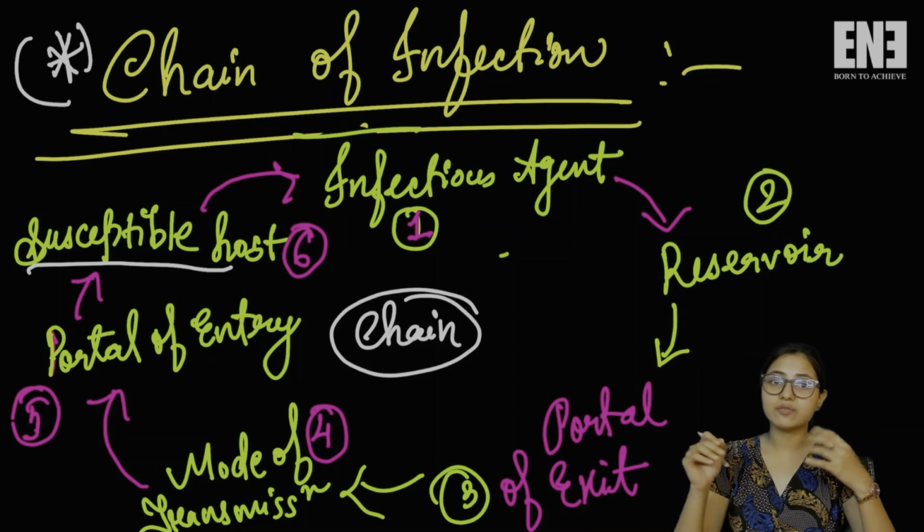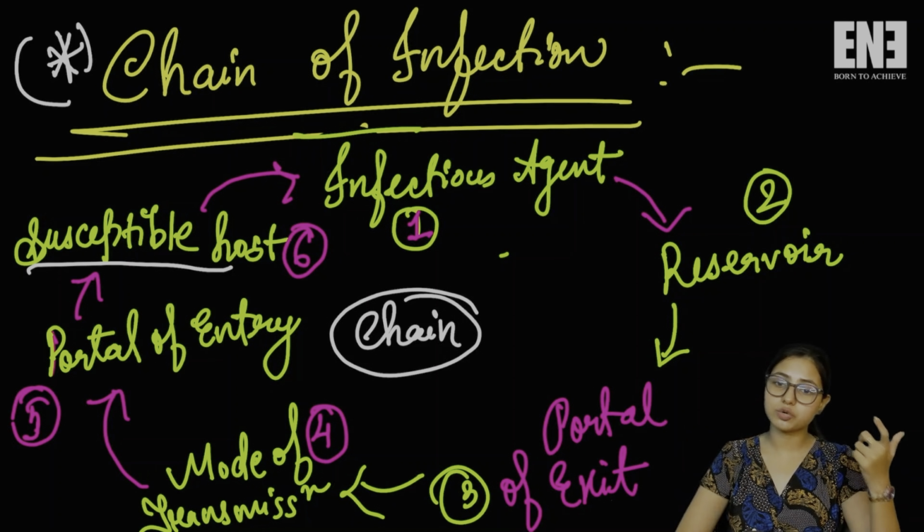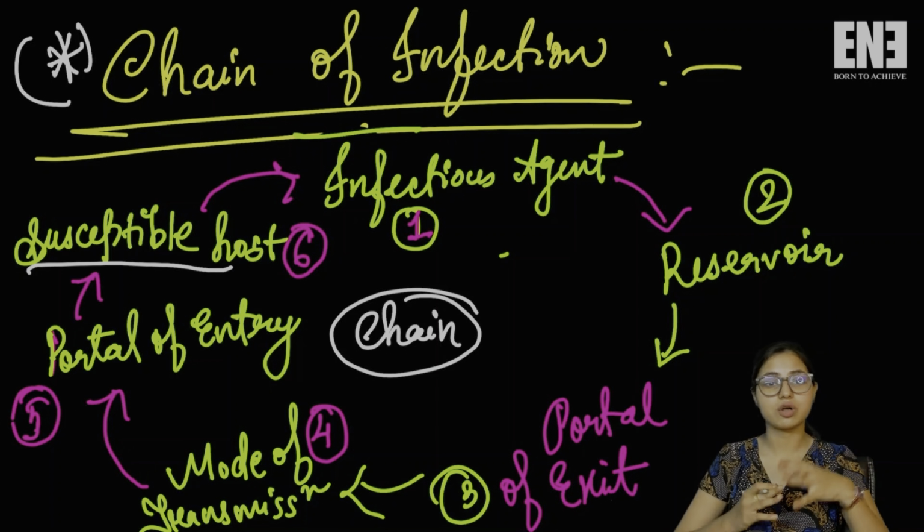Then what are the different terms we understood? That is pathogenicity or virulence, or pathogenesis. We understood what the different stages of infection are and how it is causing infection, which we also studied. We also understood what the chain of infection is.